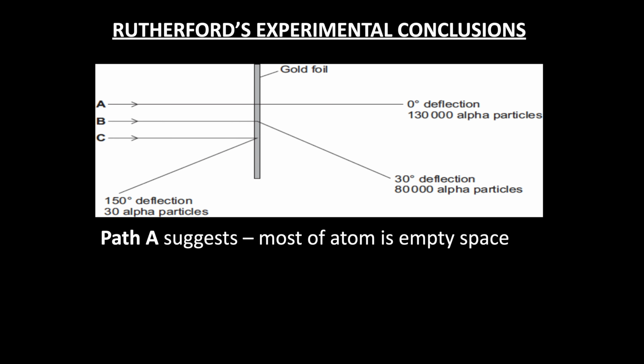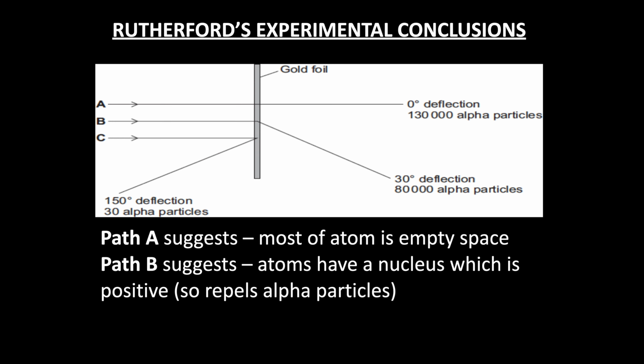The first path showed that most of the alpha particles pass straight through without any deflection. This showed that most of the atom is made up of empty space. Path B showed a slight deflection of the alpha particles. This suggested that the atoms have a nucleus which is positive.